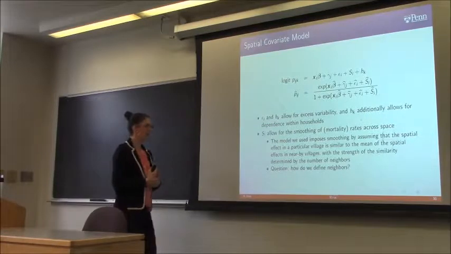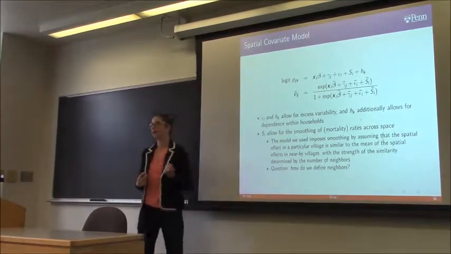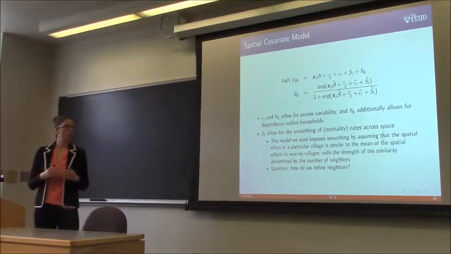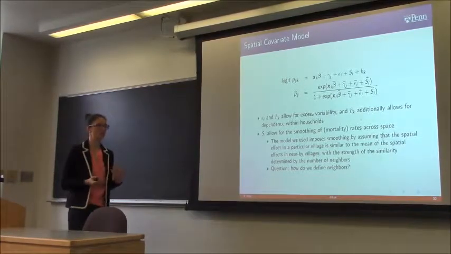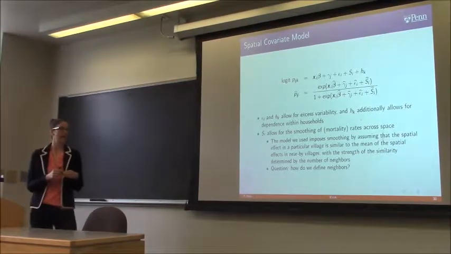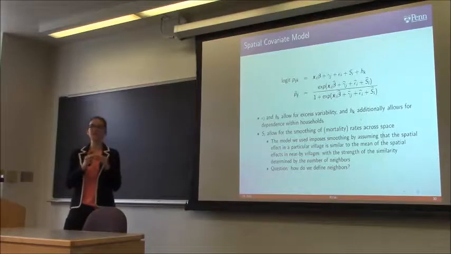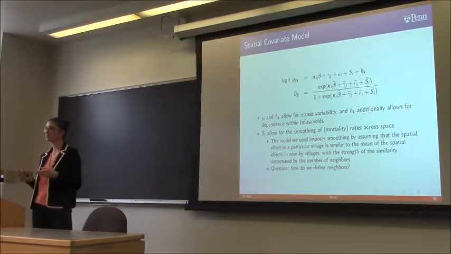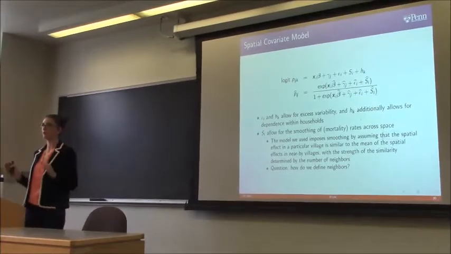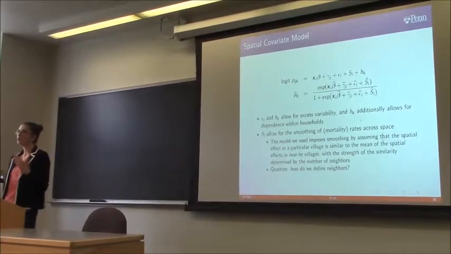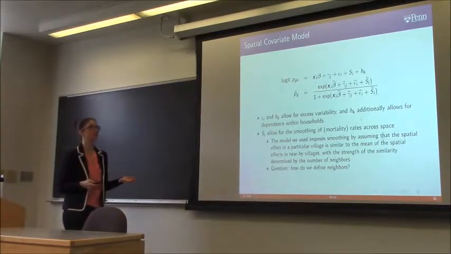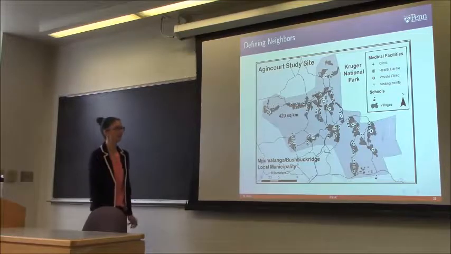Okay, so the SI term is really the interesting one, because that's the one that's going to allow us to smooth across space. And so the model that we're using for that smoothing assumes that the spatial effect in a particular village is more similar to the mean of the spatial effects in neighboring villages, and the strength of that similarity is determined by the actual number of neighbors in a given area. So this is why it's so important in the Agincourt geography to figure out who are neighbors. Okay, so let's go back to our study site.